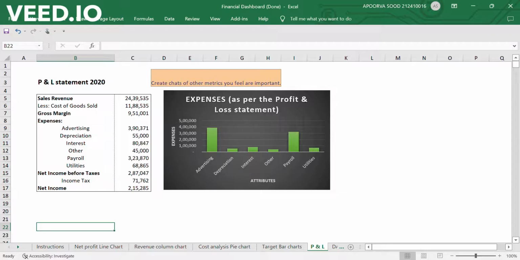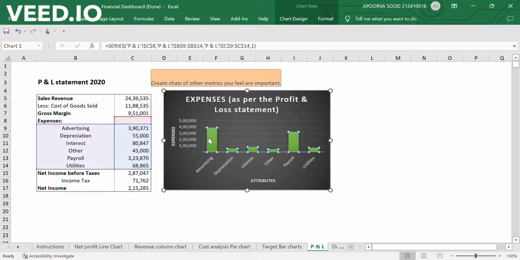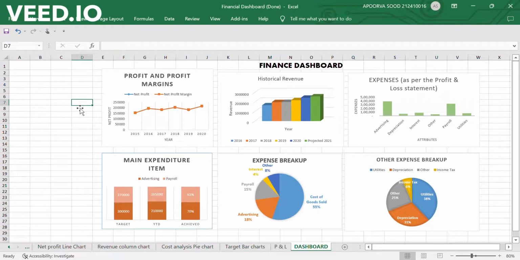The final question asked us to create charts on other metrics we feel are important. So the profit and loss statement of that year was given to us, and I drew a bar plot based on the expenses. And here you can see that advertising and payroll have most of the expenses involved. This is the final finance dashboard that I got after plotting all the different plots.